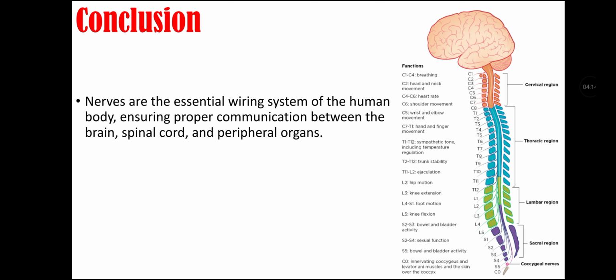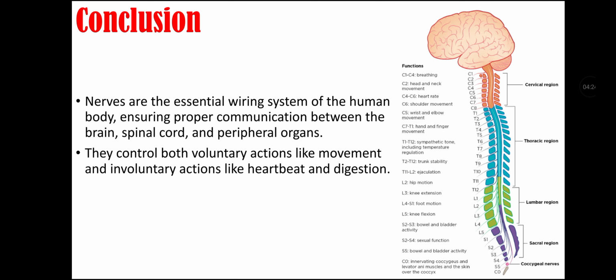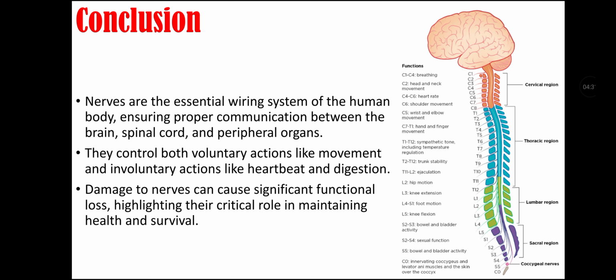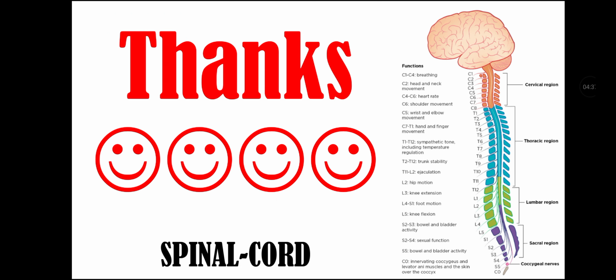Conclusion of this lecture video. Nerves are the essential wiring system of the human body that ensure proper communication between the brain and spinal cord and peripheral organs. They control both voluntary actions like movements and involuntary actions like heartbeat and digestion. Damage to nerve can cause significant functional loss, highlighting their critical role in maintaining health and survival. And this was all about nerves.